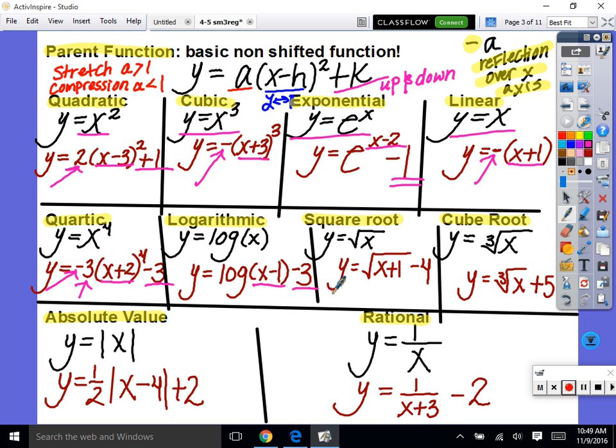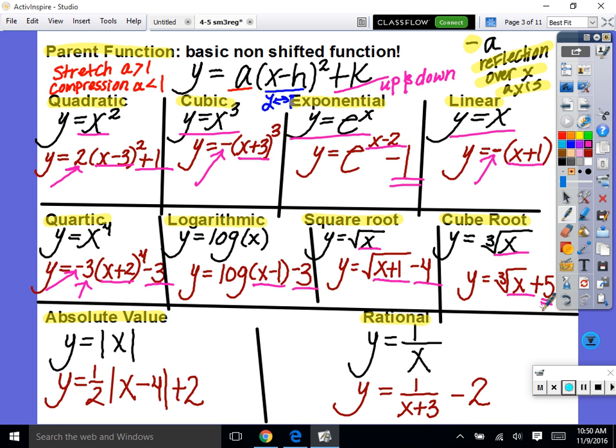Square root functions, we're going to get there next. Square root function, we have the square root of x. This is a parent function, non-shifted. This would be left 1, down 4. This is a cube root function. We're going to get there this year. So underneath, this is a parent function, so this is no shift left and right, but isn't it up 5?